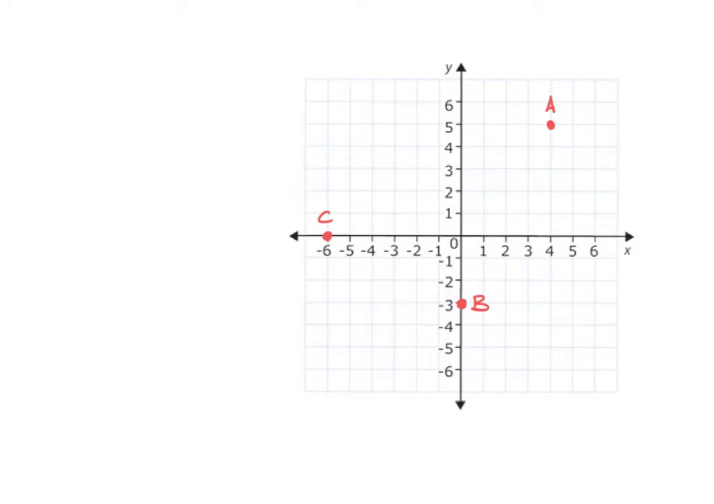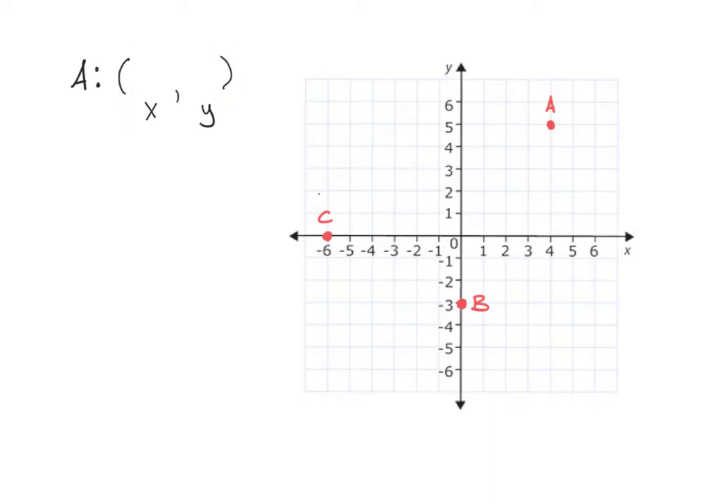First, let's review how to write the coordinates from points plotted on a coordinate plane. We'll start with point A. I know that point A is going to have an x value and a y value. Notice that the x value is first and the entire coordinate is encased in parentheses.